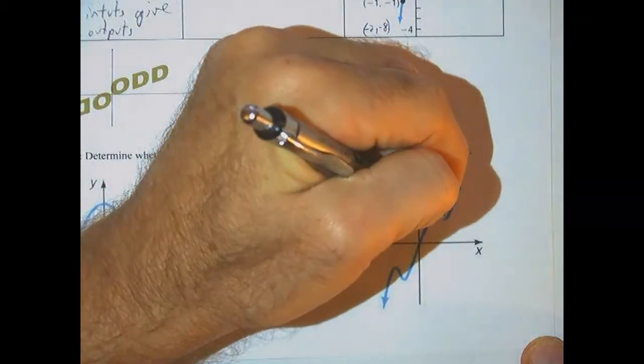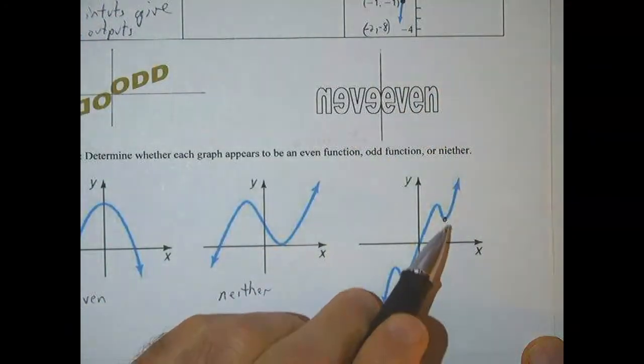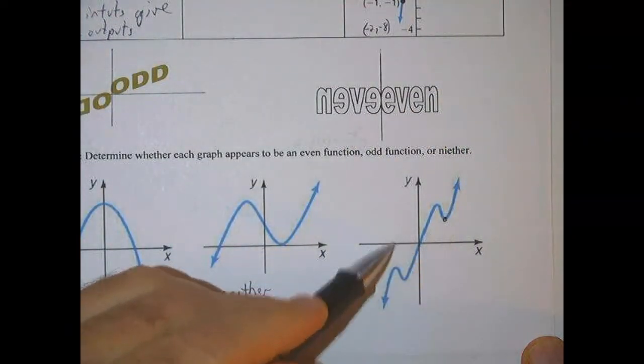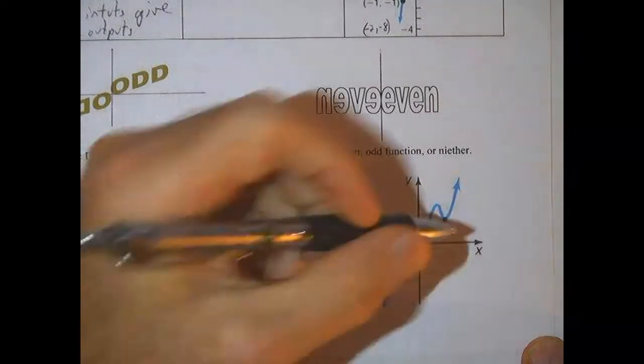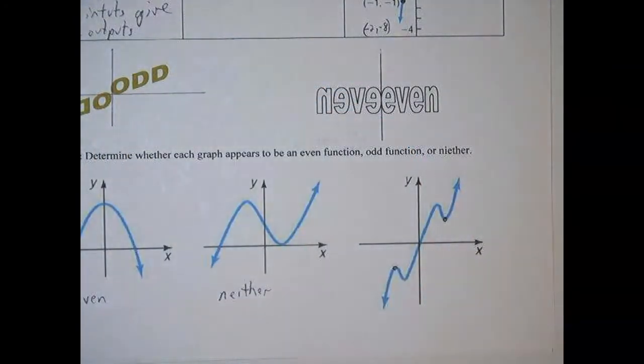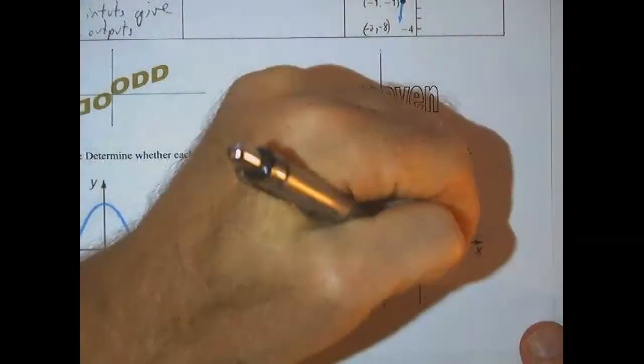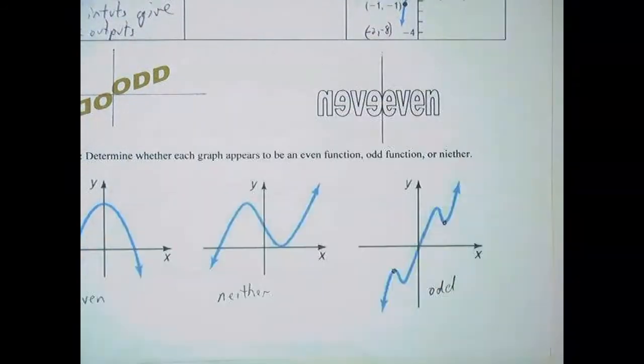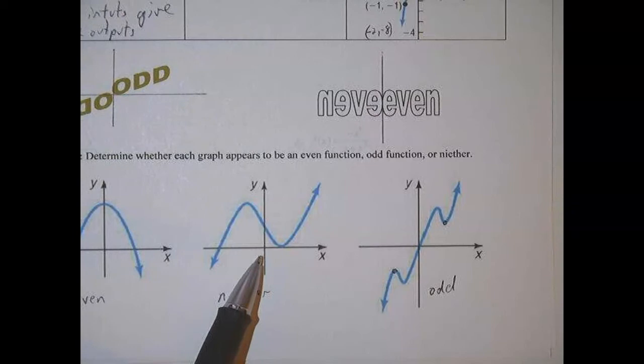And this last one does have a rotational symmetry around the origin. Let's say that this is 2, positive 2, then there's a negative 2, negative 2 right there. There's always going to be opposite inputs giving opposite outputs. That makes this one odd. Okay, it's usually pretty easy to tell if you see the symmetry looking at a graph. Just have to remember that if it's moved up or moved down, that is not the kind of symmetry that we're talking about.